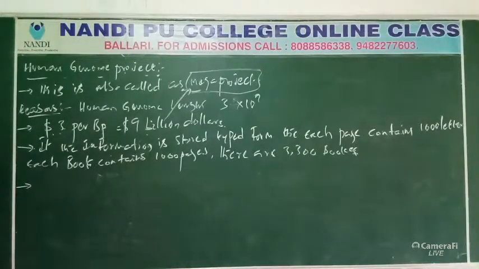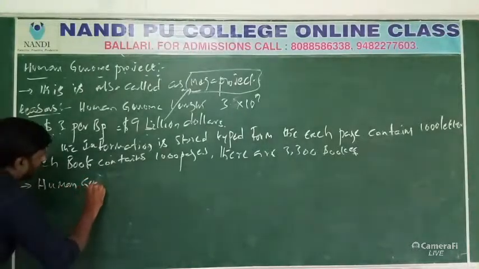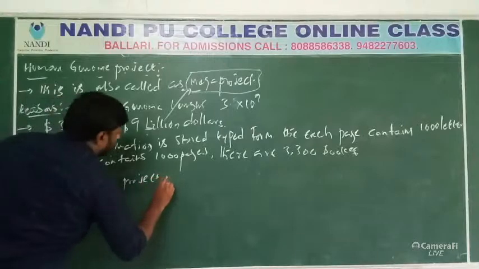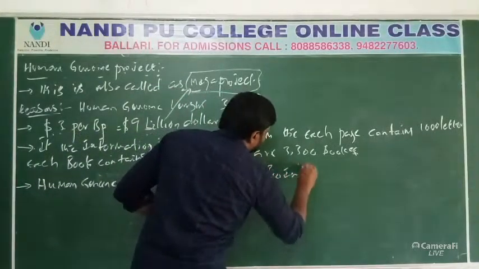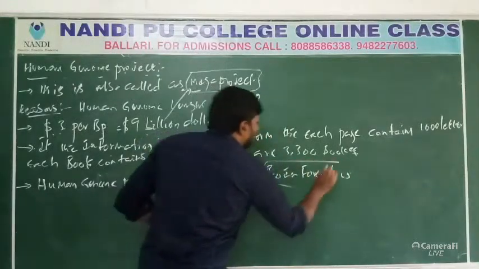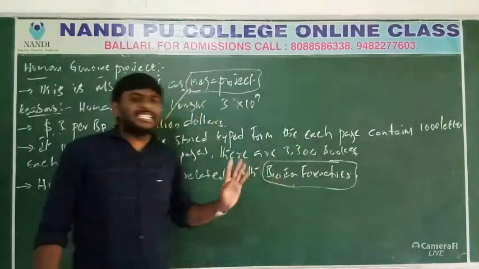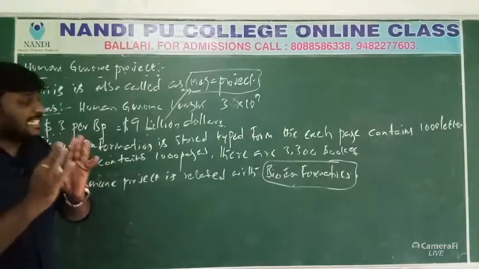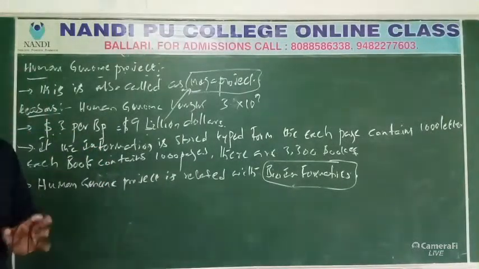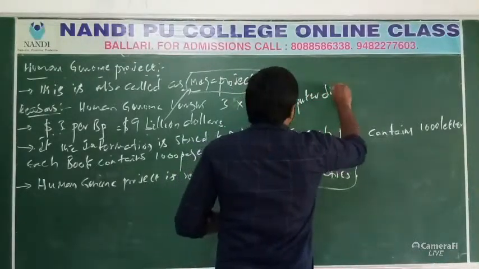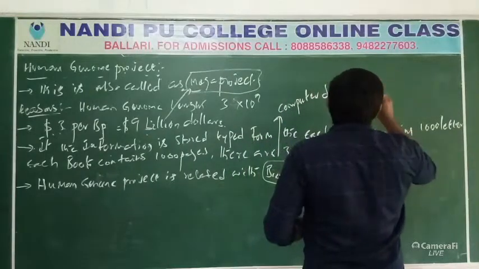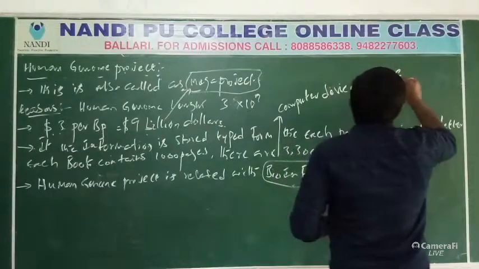So that branch which deals with the devices as well as techniques to store the biological data is bioinformatics. So to store all this information, the Human Genome Project is related with bioinformatics. Very, very important, children. Bioinformatics is an interdisciplinary branch. Sorry, it is not a subject. It is an interdisciplinary branch which is having the computational, or computer devices, and the computer devices are having tools as well as techniques.